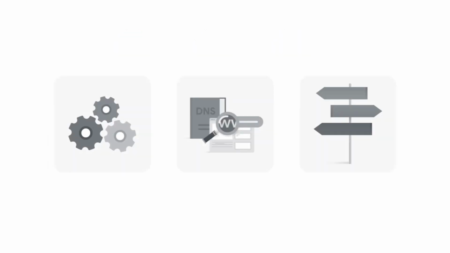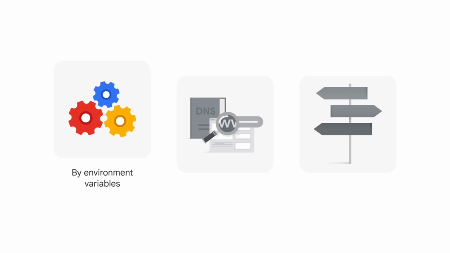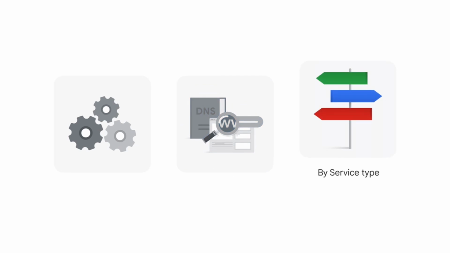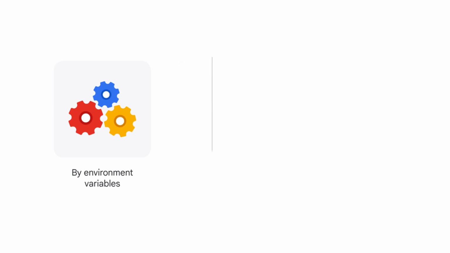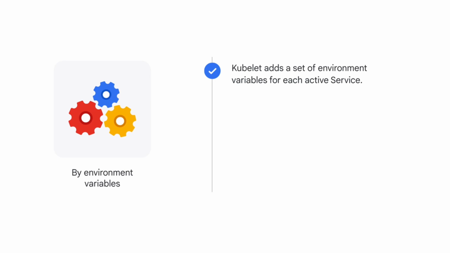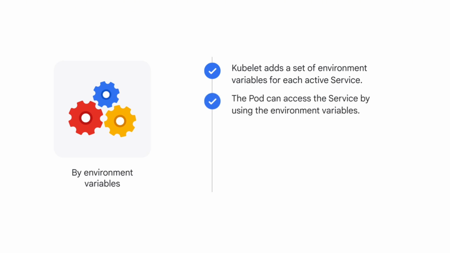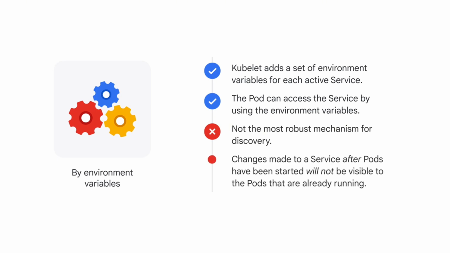There are multiple ways to search for and locate a service in GKE, including searching by environment variables, DNS, or by service type. Let's explore what each means, starting with environment variables. When a new pod starts running on a node, Kubelet adds a set of environment variables for each active service in the same namespace as the pod. This allows the pod to access the service by using the environment variables. However, this isn't the most robust mechanism for discovery, as changes made to a service after pods have been started will not be visible to the pods that are already running.